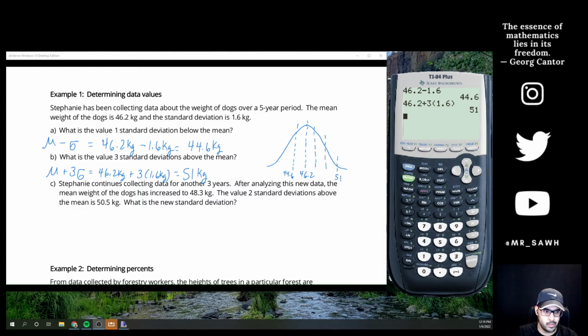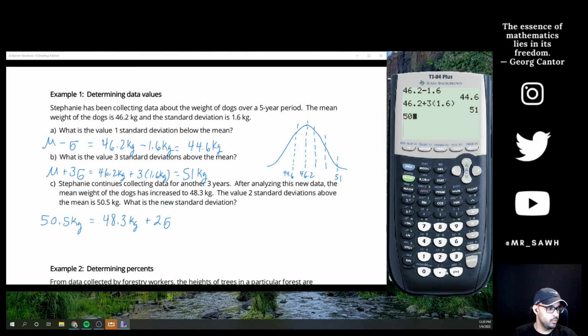So now I got to do a little bit of working backwards here. So if I start with 50.5 kilograms, that should be equal to whatever the average was, 48.3 kilograms, plus 2 standard deviations. Right, and I can work backwards to find this number that I've actually added. So I'm really just solving a little equation here for that unknown, that variable.